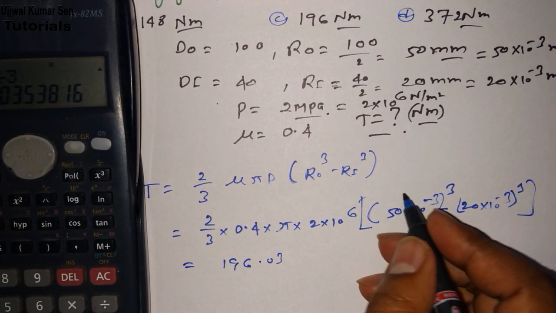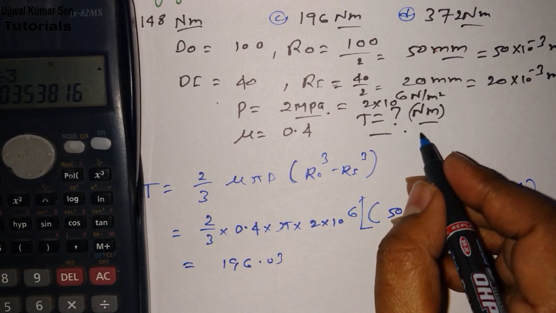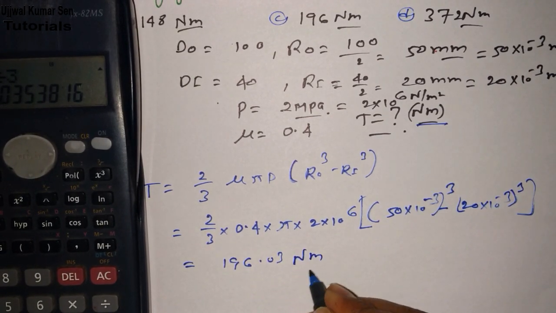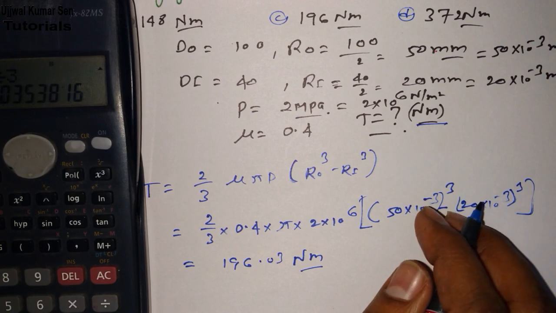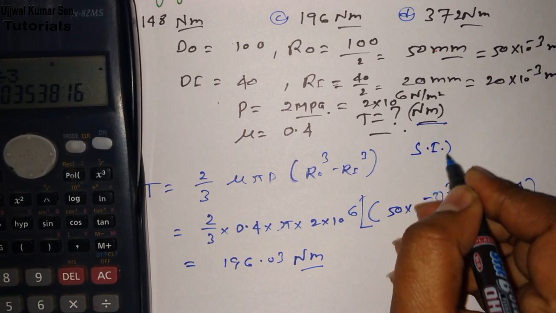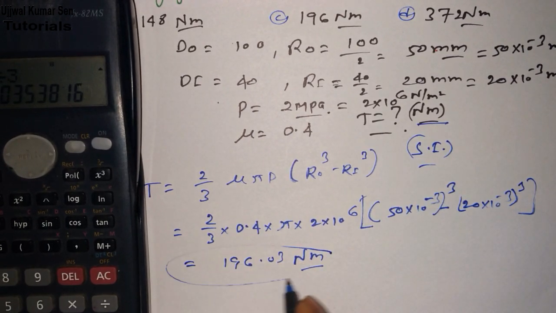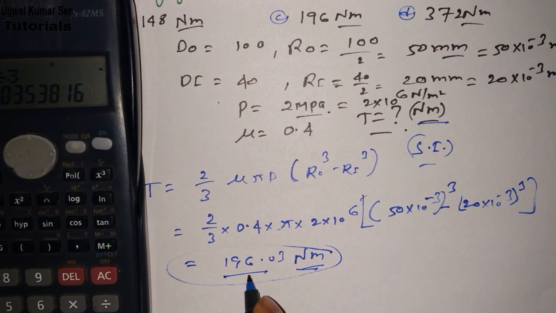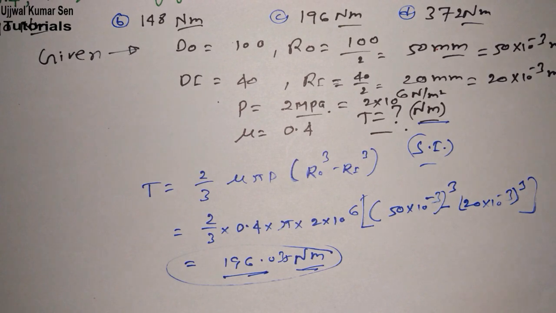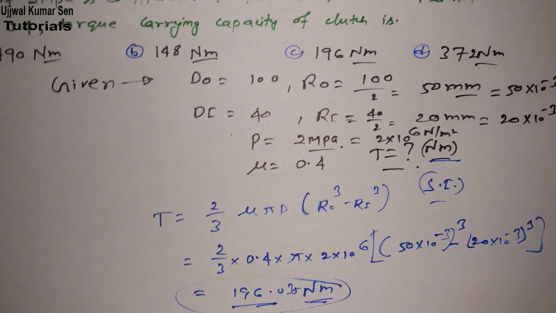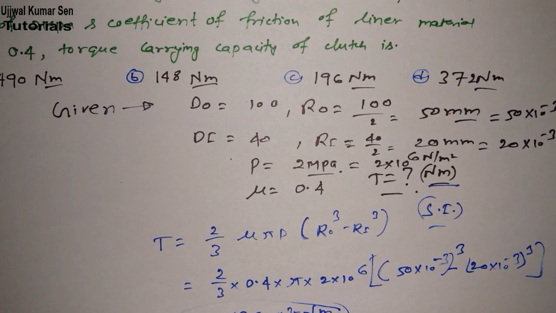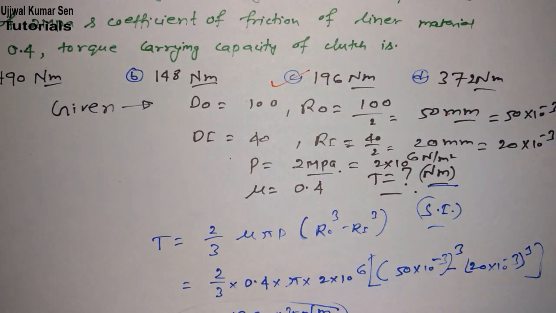So here is the answer, 196.03. Because we have maintained all the units, the unit of torque is Newton meter, because we have already converted all units into SI. So the unit we got here is Newton meter, and the answer is 196.035. Now you can match the answer with the options we have given. That is option C. Option C is the right answer for this question.